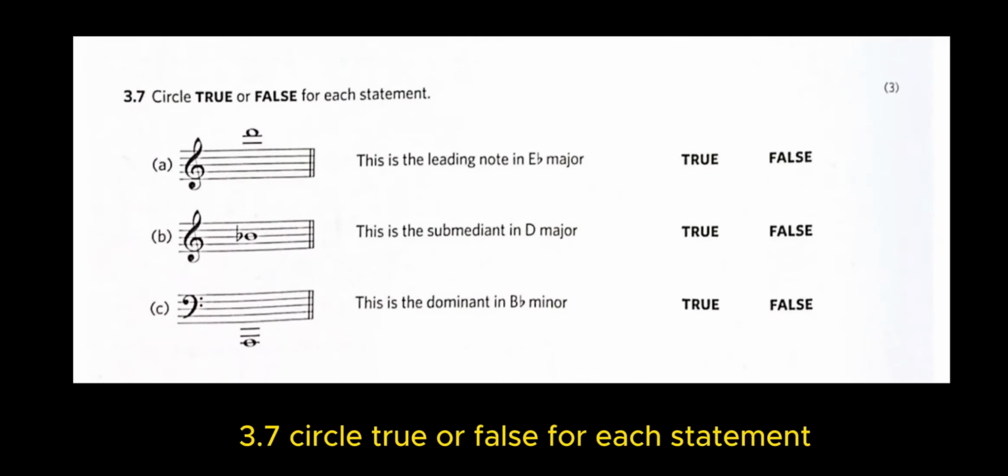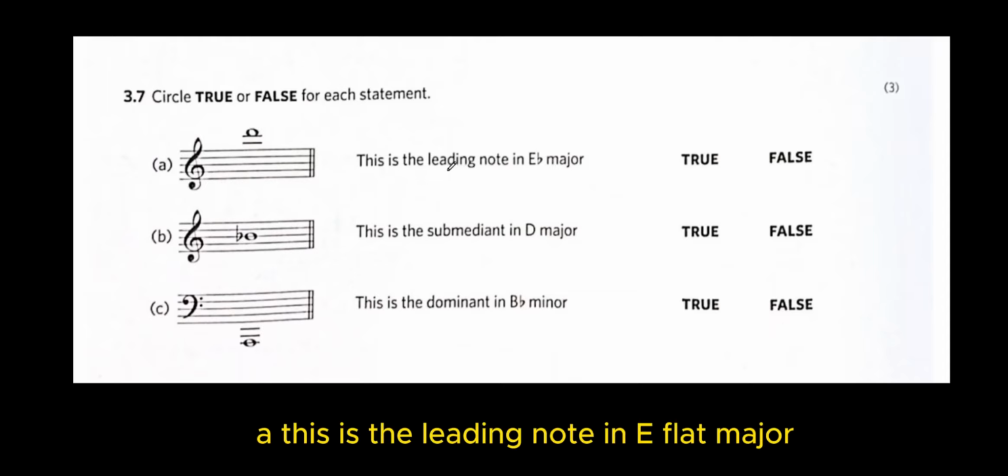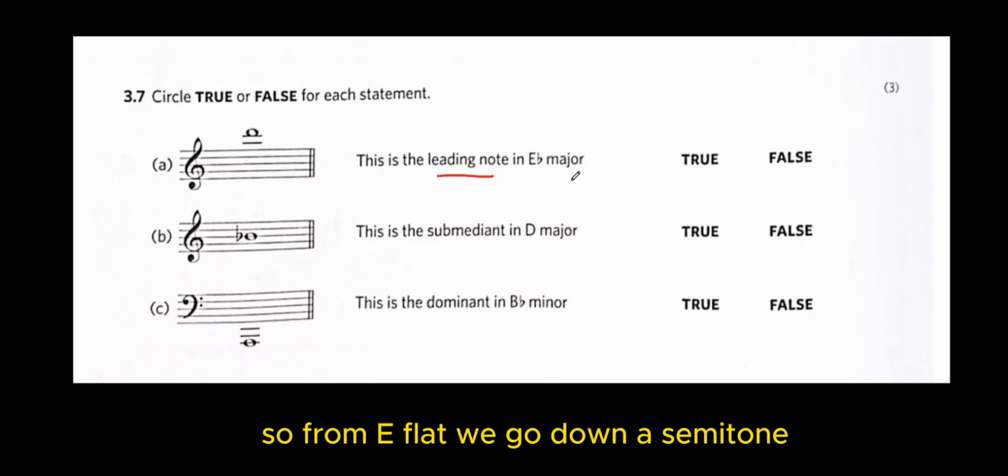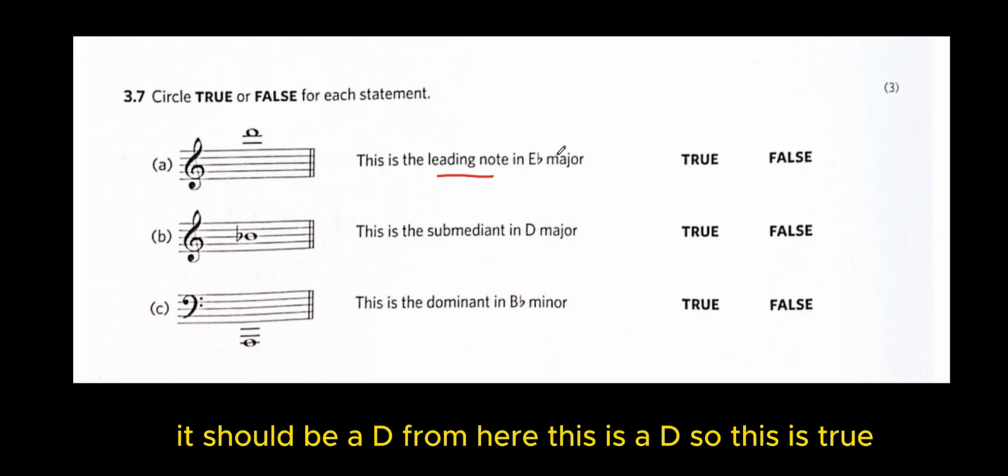3.7. Circle true or false for each statement. A. This is the leading note in E flat major. Leading note to tonic is a semitone apart. So from E flat, we go down a semitone, it should be a D. From here, this is a D, so this is true.